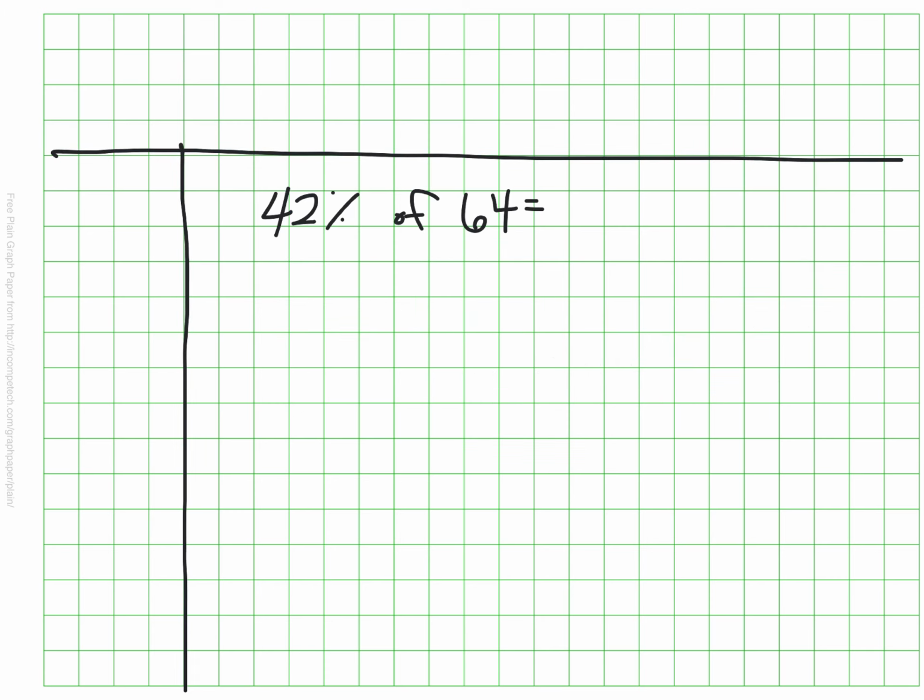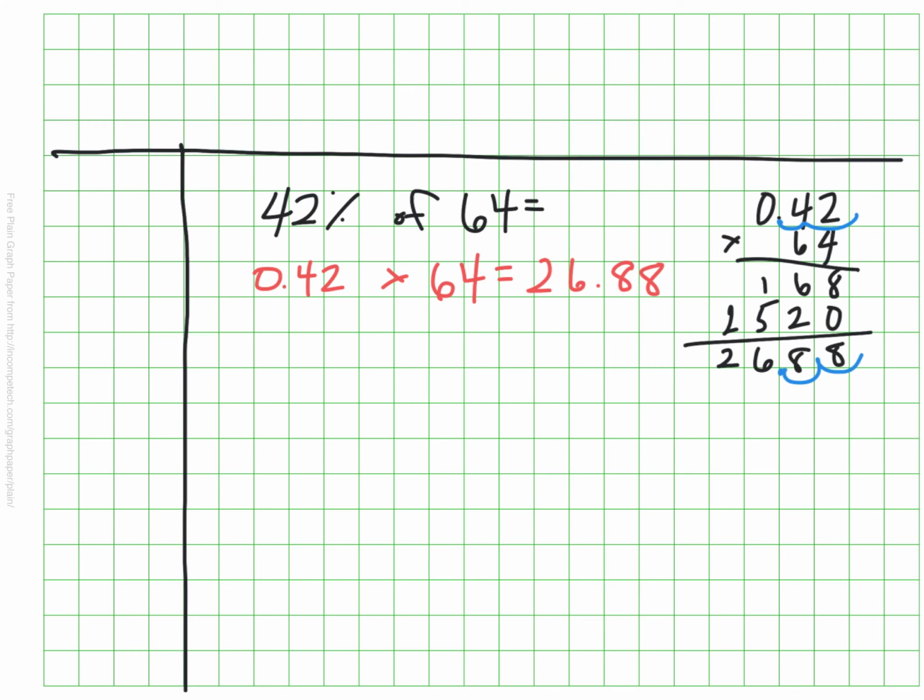This time, take a moment to do 42% of 64. Again, my first step is going to be to turn this into 42 hundredths and multiply it by 64. So go ahead and find that calculation. How'd you do? Did you find 26 and 88 hundredths? This would be a good strategy to use in real life if you wanted to find 42% of a bill, which is $64. You'd be able to calculate this pretty quickly to find it's $26.88.